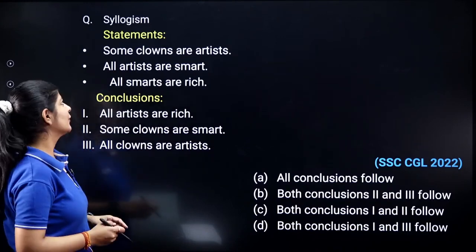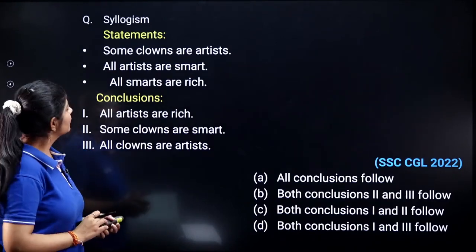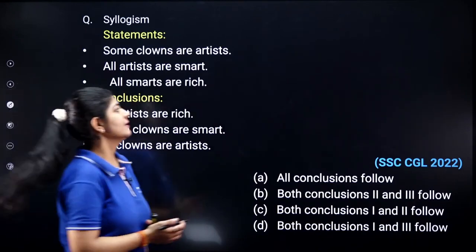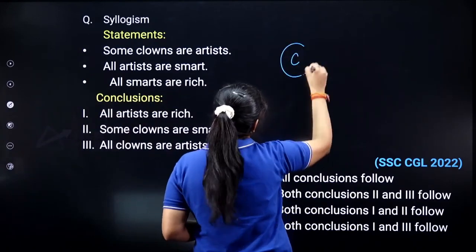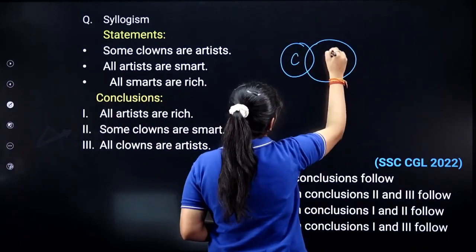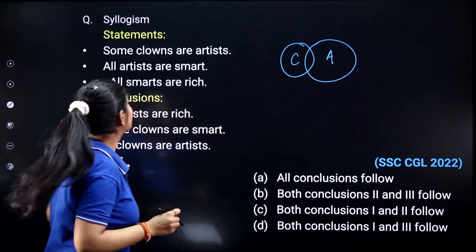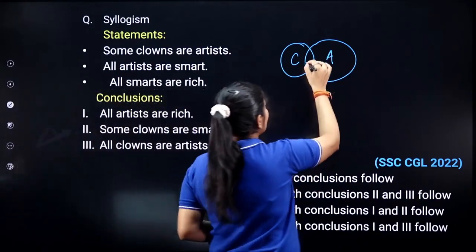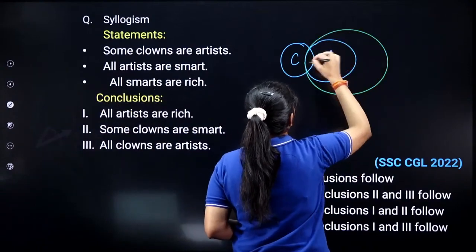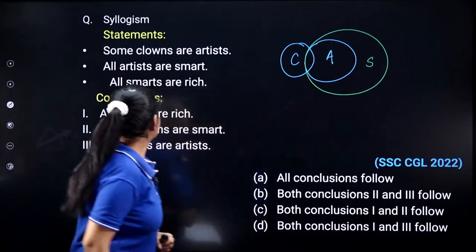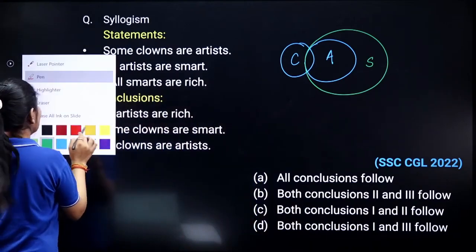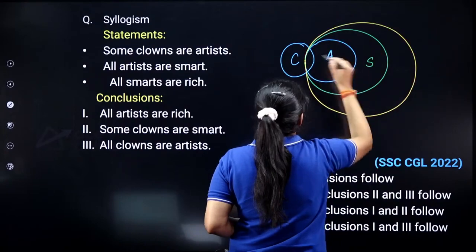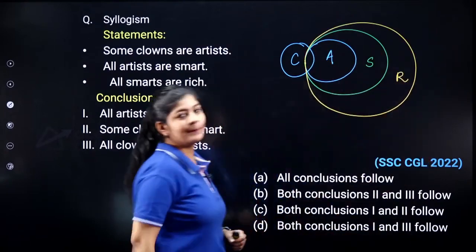Okay, let's start drawing the basic diagram. So the question is saying that some clones are artists. Okay, some clones are artists. Right? Next statement. All artists are smart. All artists are smart. Next one is all smarts are rich. All smarts are rich. This is my basic diagram.